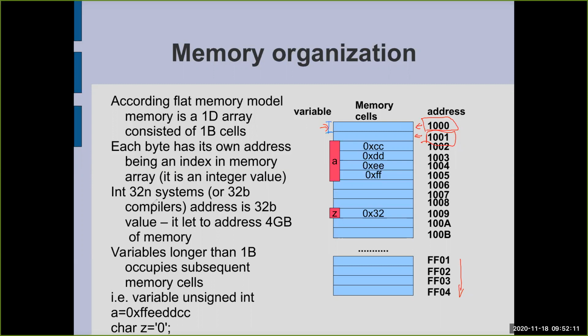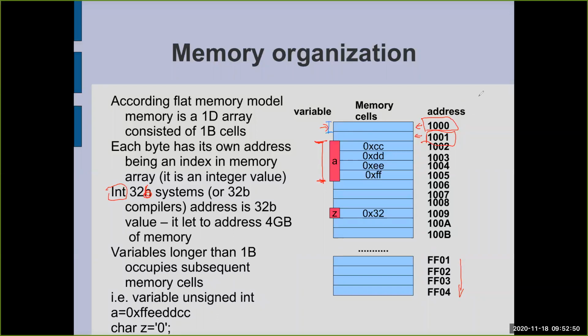But look, if we have, for example, an integer variable, it takes 32 bits. So it gives 4 bytes. It means that it has to take four subsequent cells of the memory.